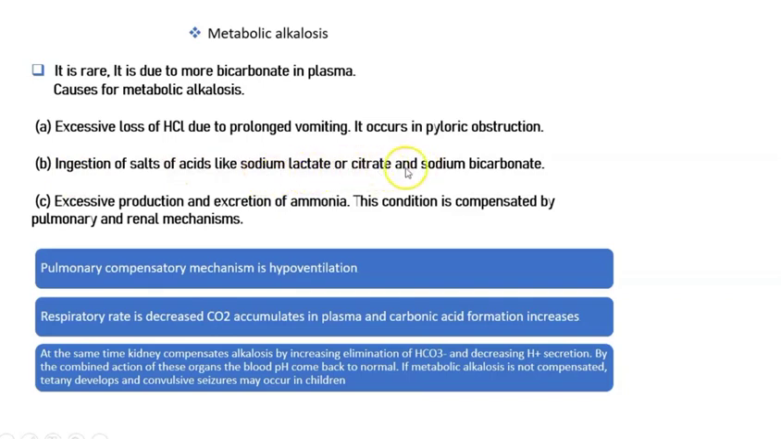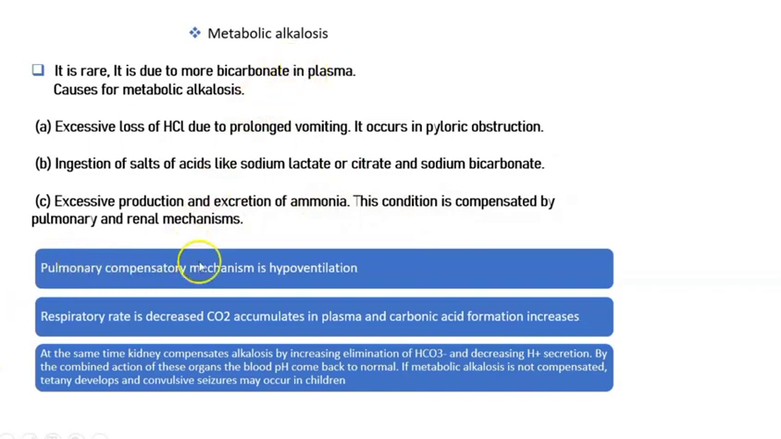I have just explained it to you: when you already know that a salt contains bicarbonate, and you are injecting it again, what happens? It will contribute to the ratio and it will be very high in plasma. Also, excess production and excretion of ammonia. You know that ammonia is an alkaline, it's a base. But when you are producing it in excess, you are already compensating the condition. So it will be very high in plasma.